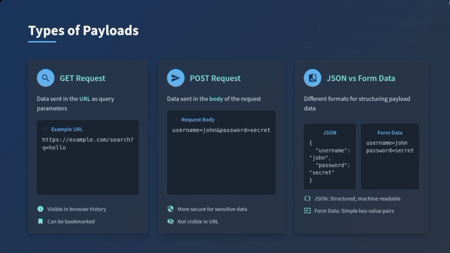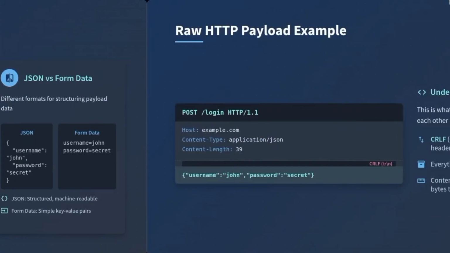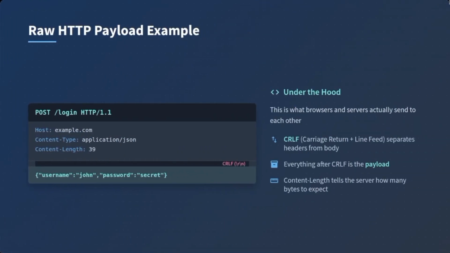There are different ways to send payloads in HTTP requests. With GET requests, the data is included in the URL as query parameters. You've probably seen this before. It's the part of the URL that comes after a question mark, like in a search URL. GET requests are great for retrieving data, but not ideal for sensitive information since the data is visible in the URL. POST requests, on the other hand, send the data in the body of the request, making it more secure for sensitive information like passwords. Payloads can be formatted in different ways too. JSON is a structured format that's easy for both humans and machines to read, while form data is simpler, using key-value pairs.